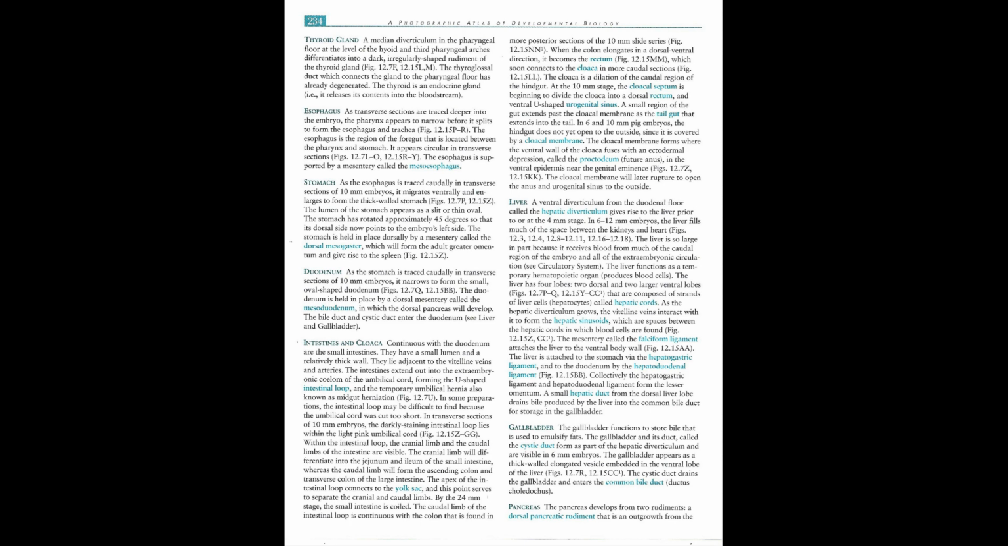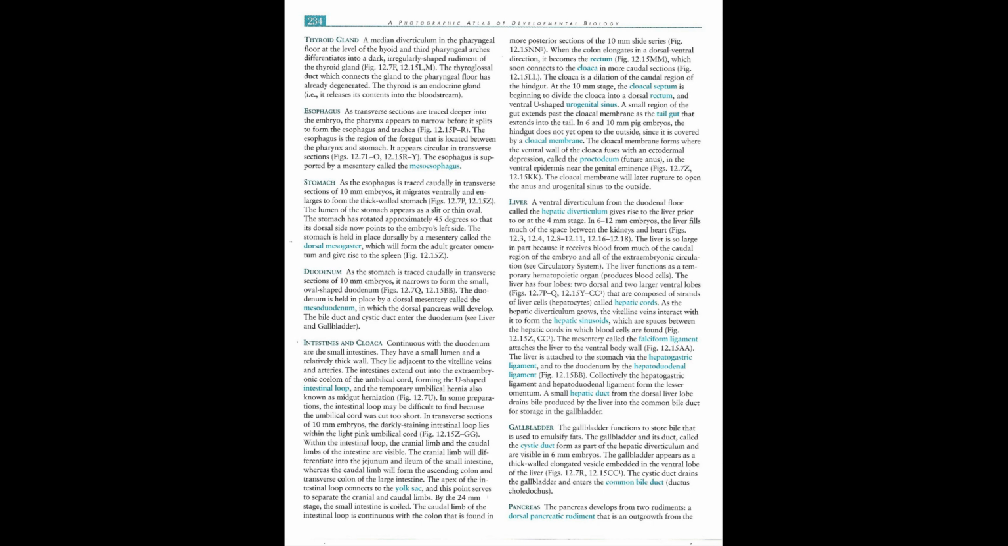Collectively the hepatogastric ligament and hepatoduodenal ligament form the lesser omentum. A small hepatic duct from the dorsal liver lobe drains bile produced by the liver into the common bile duct for storage in the gallbladder. Gallbladder. The gallbladder functions to store bile that is used to emulsify fats.